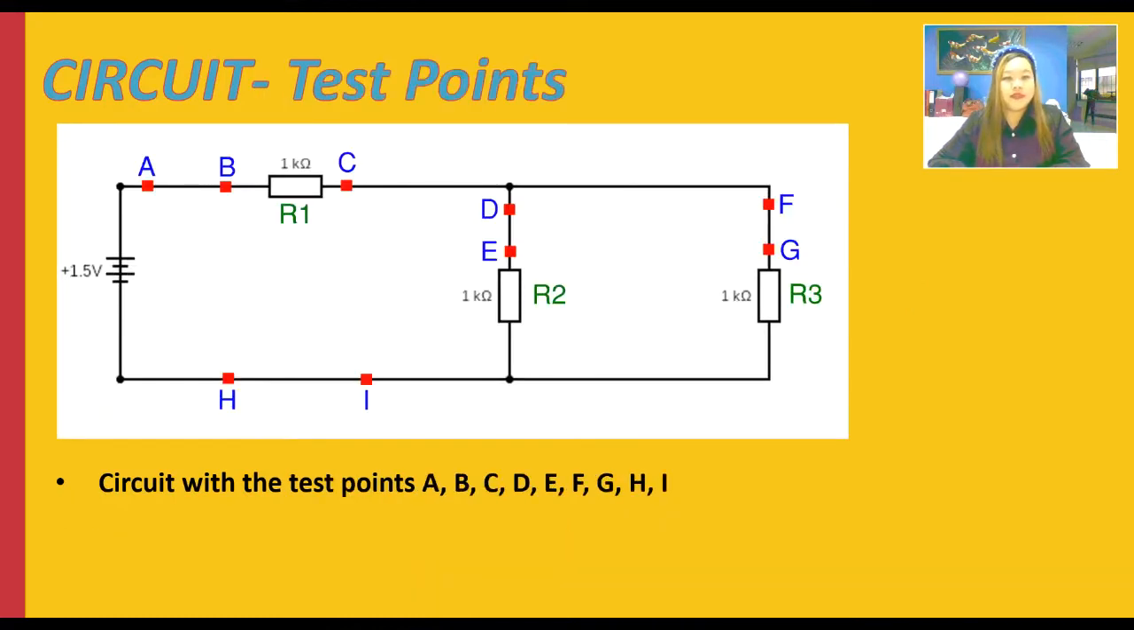This is the circuit again, but this time I've labeled our circuit with the resistors R1, R2, R3 and test points A, B, C, D, E, F, G, H, I. These are the points that we are going to, number one, theoretically calculate the values, and number two, measure using the multimeter, so we can compare the theoretical calculations and the measurements.